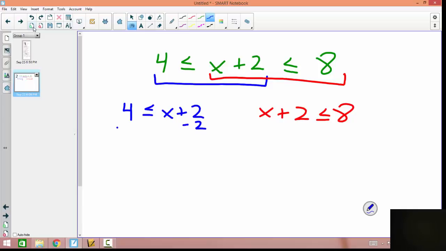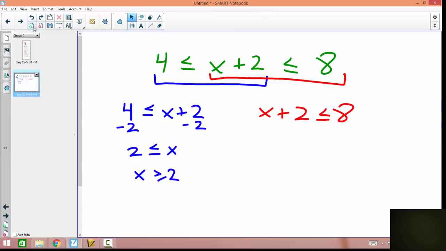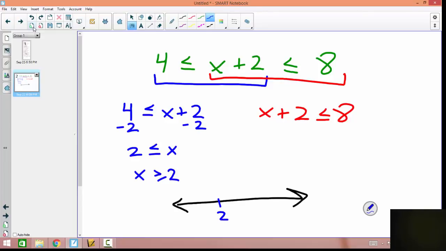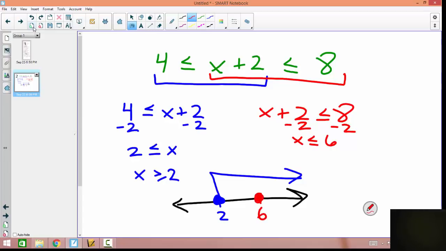So you're going to subtract 2. 2 is less than or equal to x. And you're going to want to rewrite that so that the x is on the left and the Pac-Man inequality still faces the same way towards the letter, so it's still eating the x. So on your number line, you're going to go to 2, and you're going to put a closed circle with an arrow to the right. And over here, you subtract 2. You get x is less than or equal to 6. So at 6, you would put a closed circle with an arrow to the left.